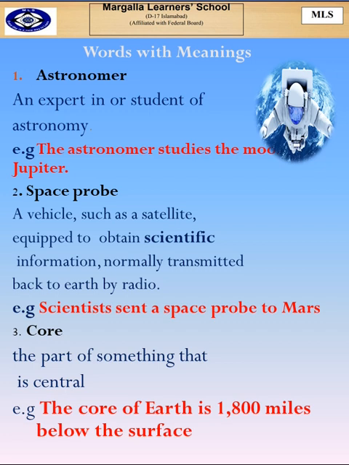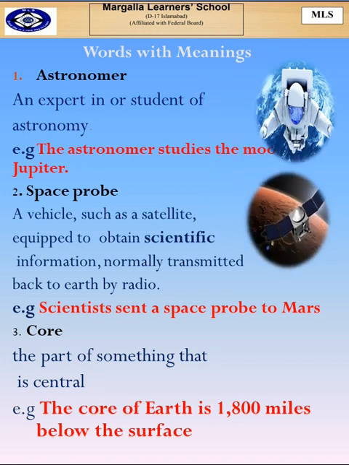Space probe. A space probe is a vehicle, for example, a satellite, equipped to obtain scientific information normally transmitted back to Earth by radio. Anything which is sent from Earth to outside the Earth to get information from that part and send it back to Earth via radio. For example, scientists sent a space probe to Mars. Mars is one of the planets.